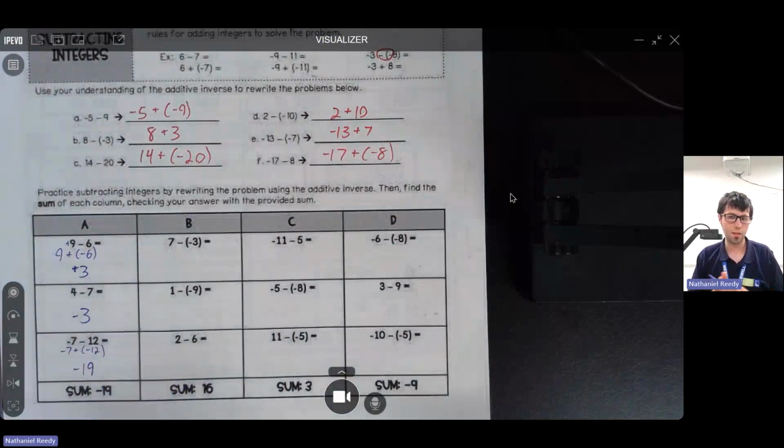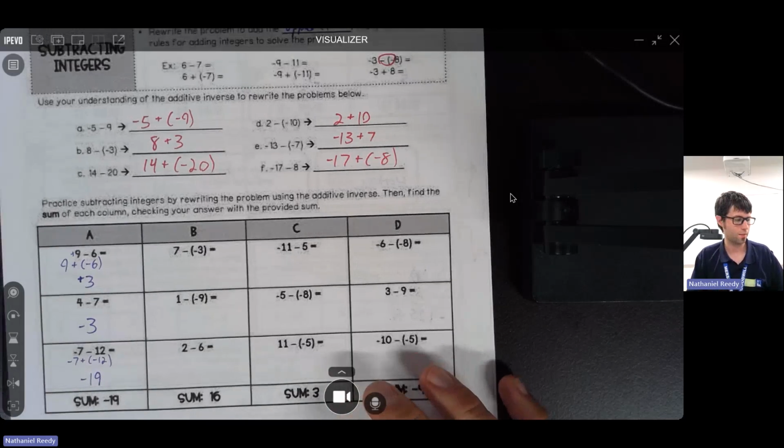That's kind of like saying that you owe your friend $7 and then you borrow another $12 from your friend. So you owe that friend a total of $19. You have a balance of negative $19.